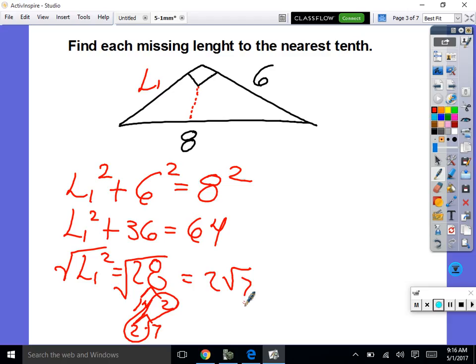Oh, this is a 14. Sorry, 14 times 2. And then 7 times 2. So 2 root 7. So this is 2 root 7. And then also I want the decimal. So 2 and then root 7.